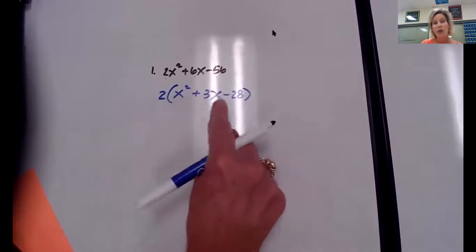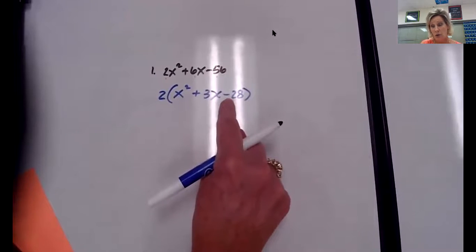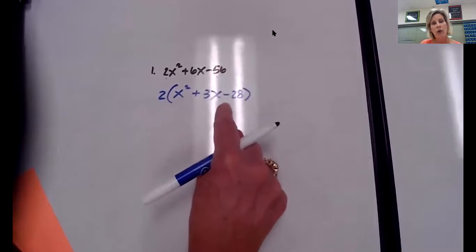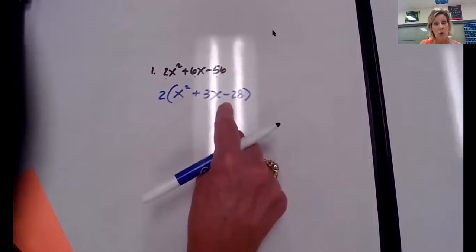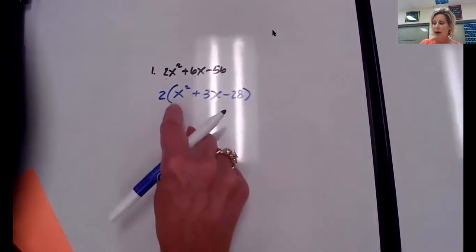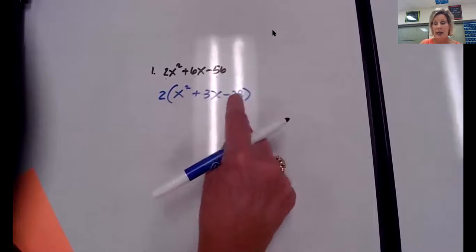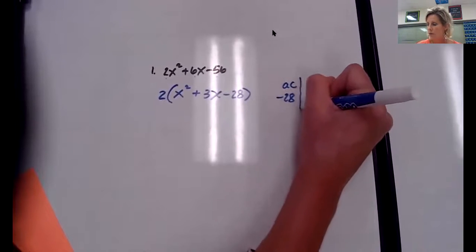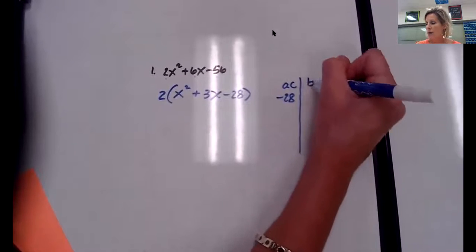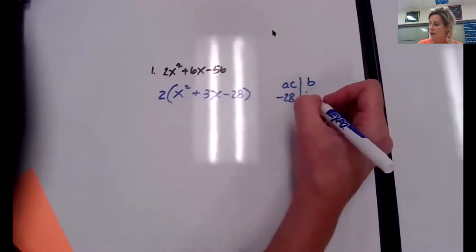Now I'll look at factoring again. Now it may not factor again, because it could be that the trinomial does not factor. That's a possibility, and we'll talk about one like that. But if this does factor, we've got to keep going. So I'm going to look and say my AC is 1 times negative 28, which is negative 28. And your B value is 3.